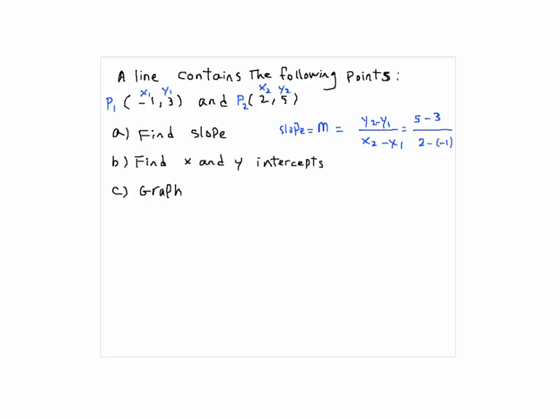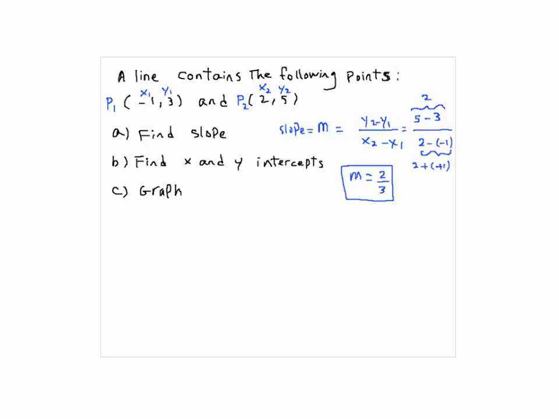So can somebody tell me what the slope is? 2 over 3. So this would be 2 plus 1. So it would be 2/3. Very good. So we find the slope.